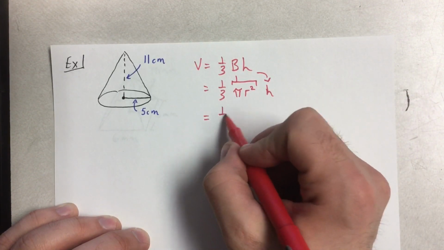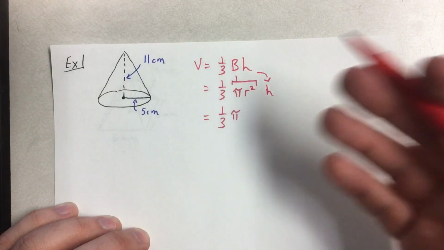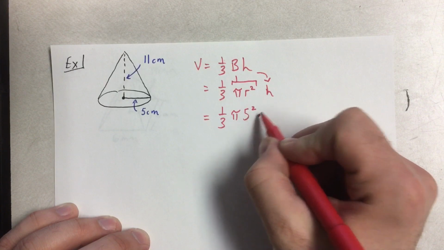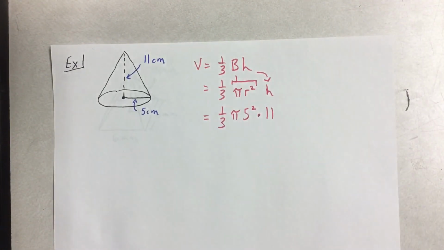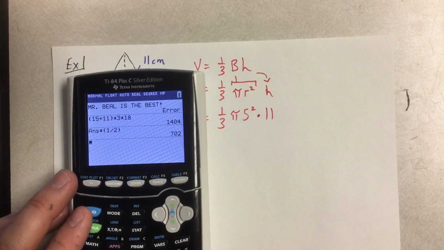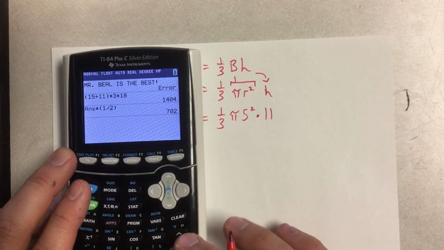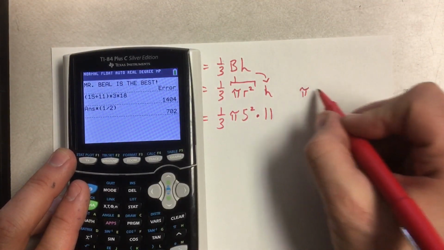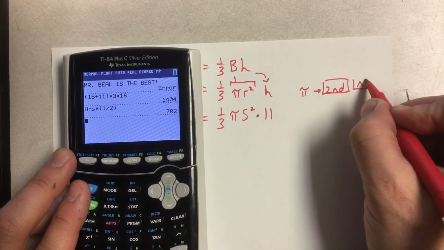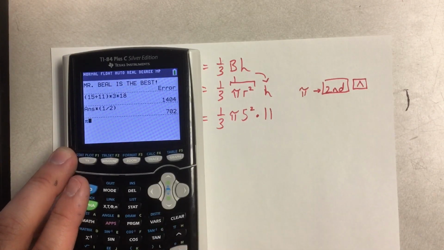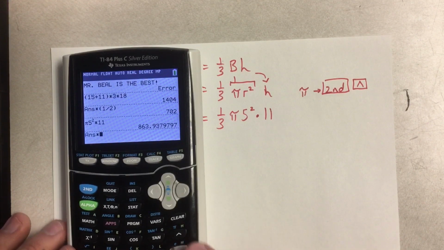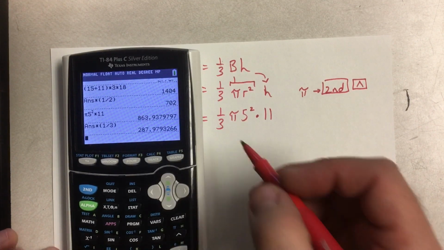All right, so we have 1/3 pi, which is 3.1415, and so on. The radius is 5, and we square that, and we multiply it by the height of 11. So using the calculator, again, I'll do the 1/3 last. To get pi, we hit second and then our little up symbol. Then we hit second and then our little caret symbol for exponents. So I hit second to get pi, 5 squared and times 11. And now we have to multiply it by 1/3, or dividing it by 3 gets the same result.